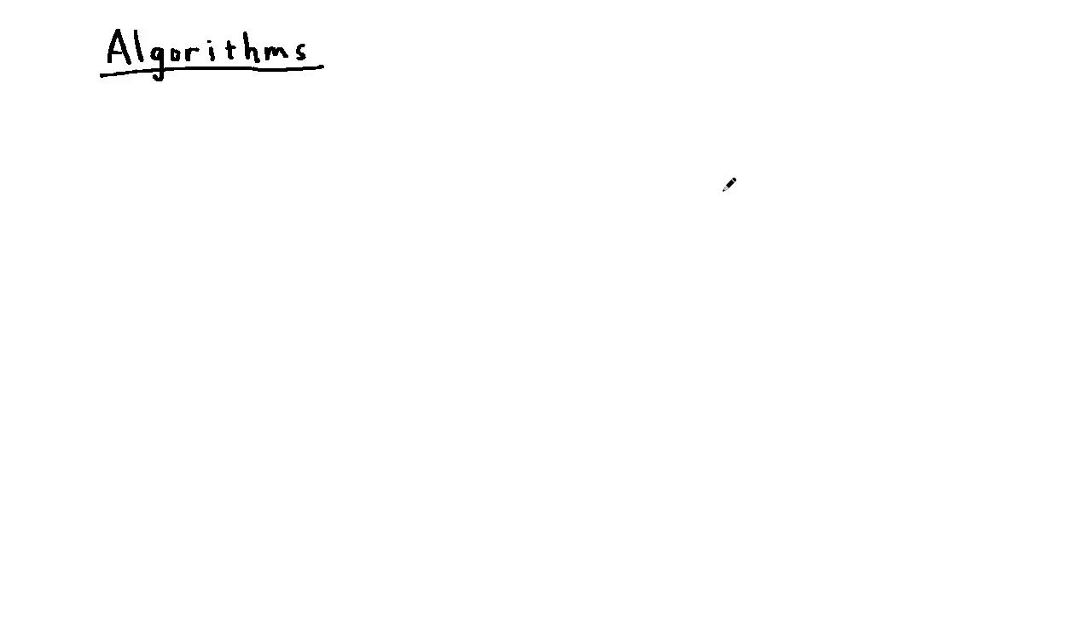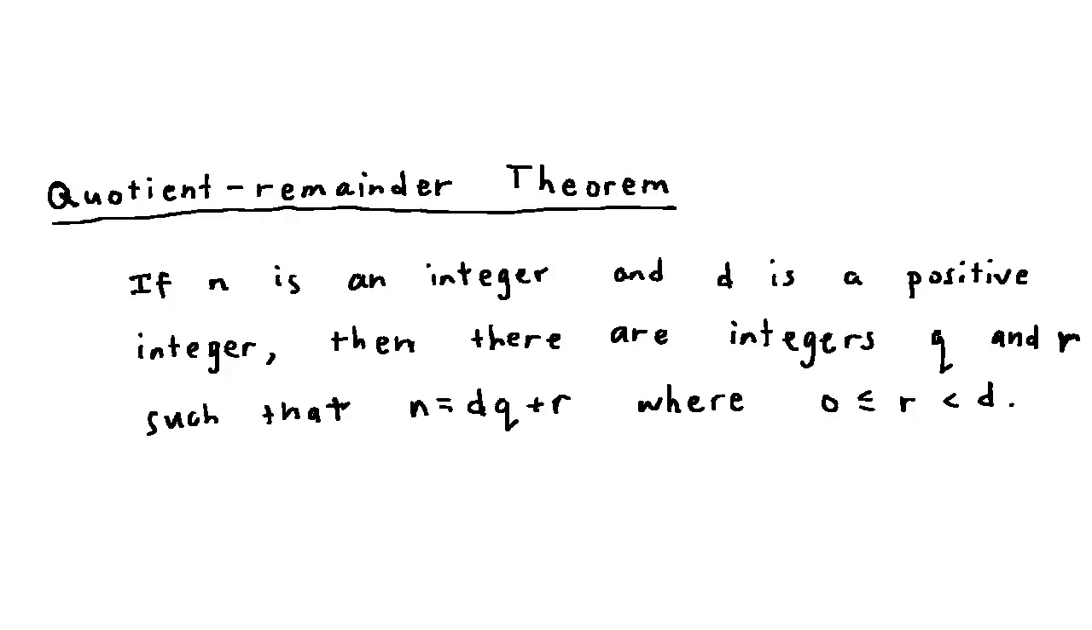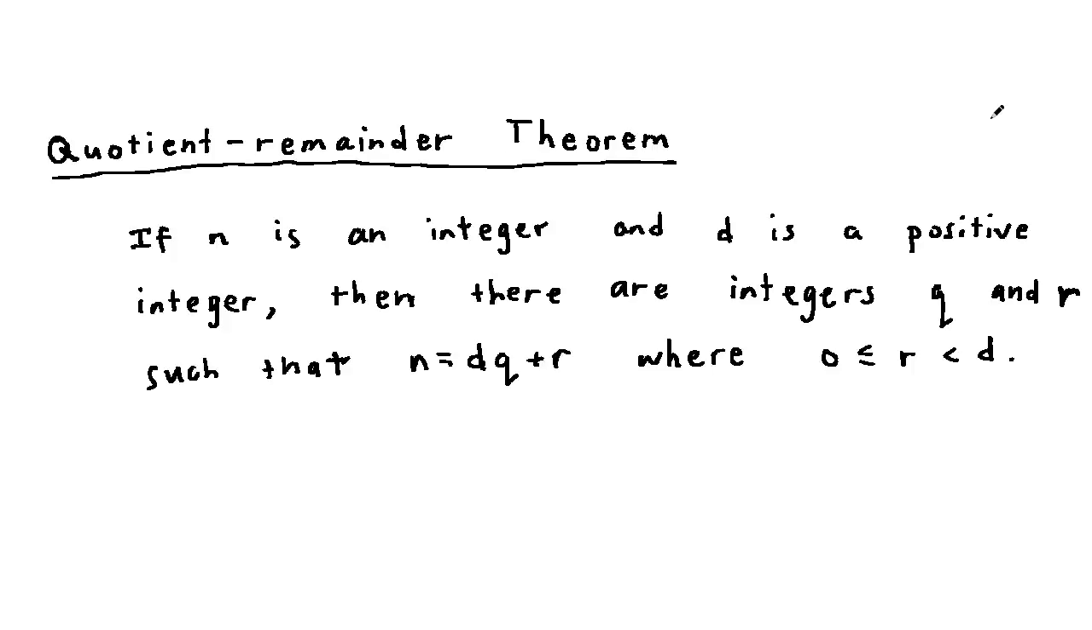To begin, let's look at a theorem from number theory. Let's look at the quotient remainder theorem. According to this theorem, if n is an integer and d is a positive integer, then there are integers q and r such that n equals dq plus r, where r is bigger than or equal to 0 and less than d. q is called the quotient and r is called the remainder. The quotient and remainder are unique.